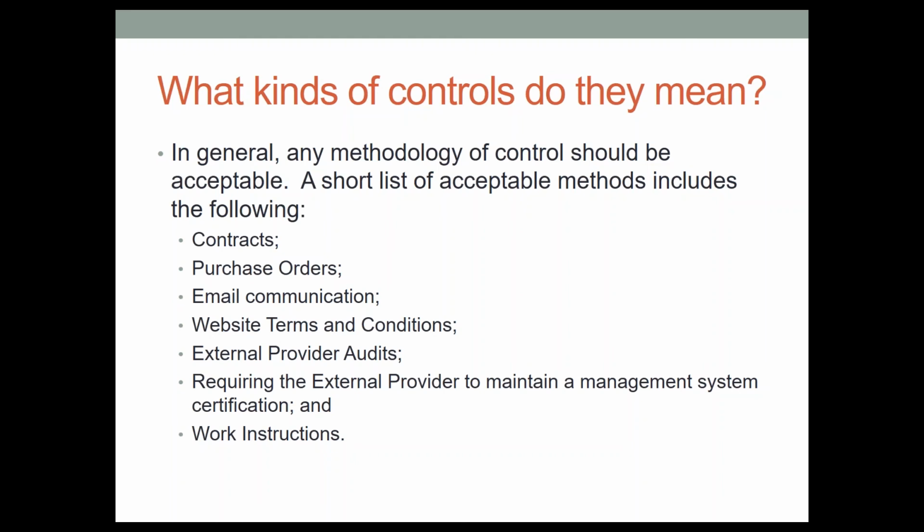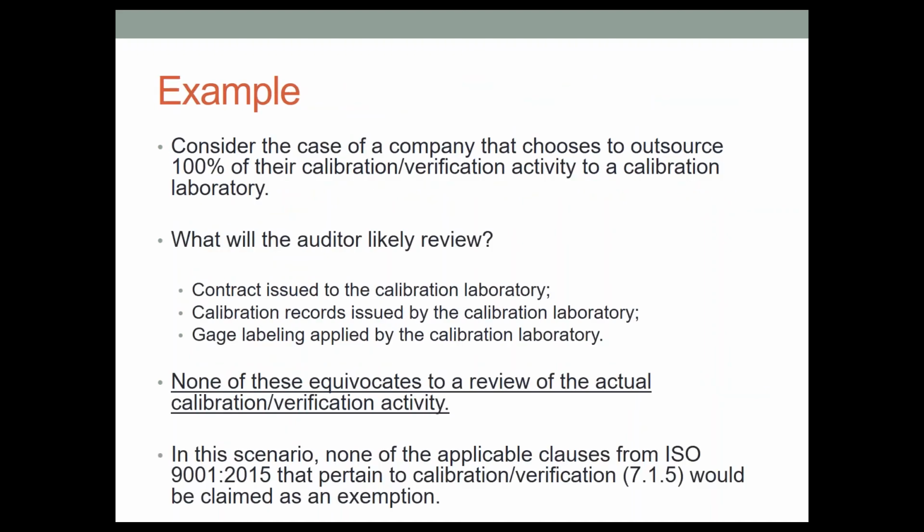You may have audits that you perform at the external provider. You may require that the external provider have some sort of management system certification, such as ISO 9001. You may even have work instructions that you write and provide to the external provider. So there's a lot of ways that an outsourced process can be controlled. So for example, consider the case of a company that chooses to outsource 100% of their calibration or verification activity to a calibration laboratory.